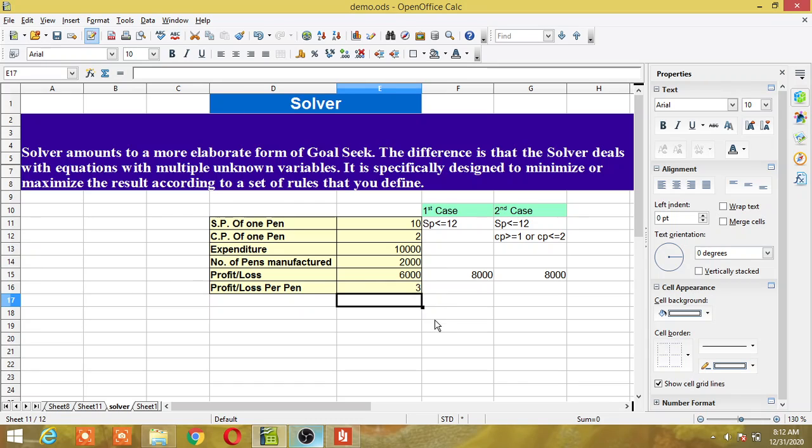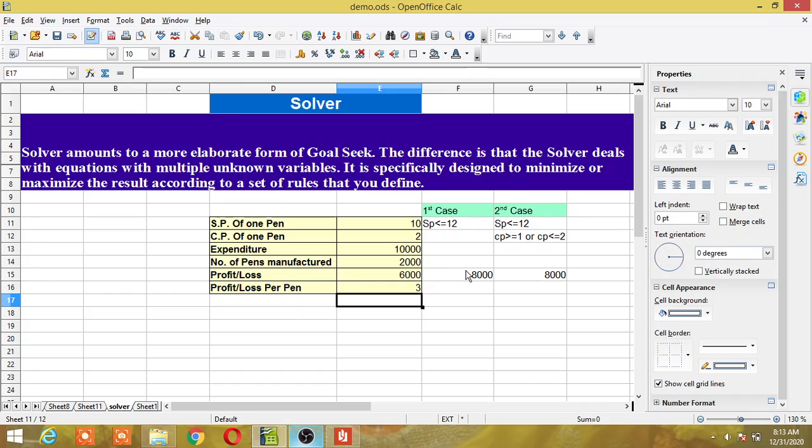Now here I'll explain through two cases. So first of all I'll go to solver. Before that, in our first case and in the second case, in both the cases, I want to increase my profit from 6,000 to 8,000. That means I want to achieve 8,000 profit. So this is the target.